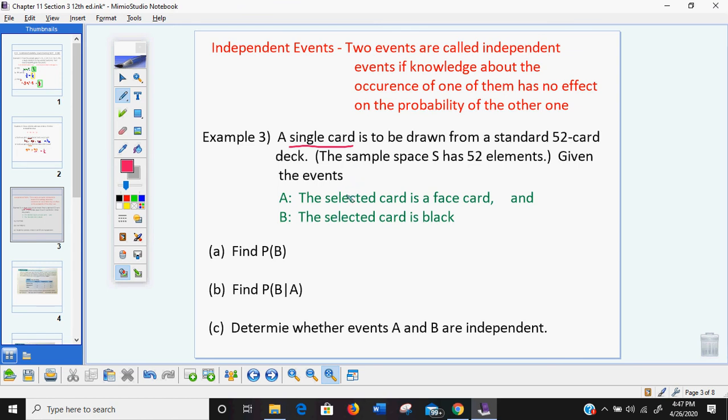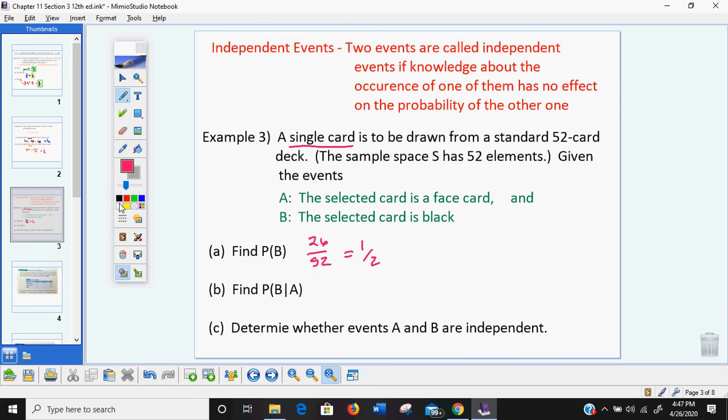It says we have a 52 card deck. The selected card is a face card for part A, and for B, the selected card is black. So part A says, find the probability of B. So the probability it's black. Well, there are 26 black cards out of 52 cards. So that's going to be 1/2.